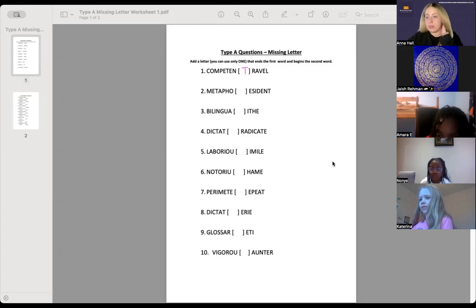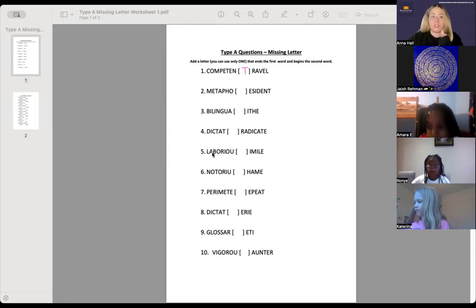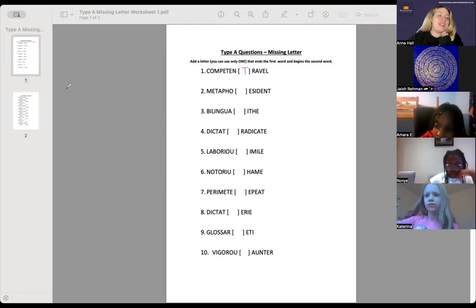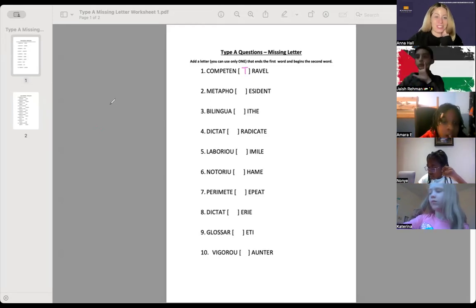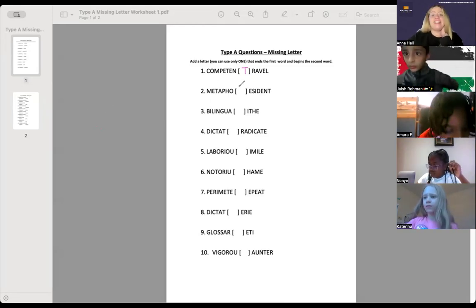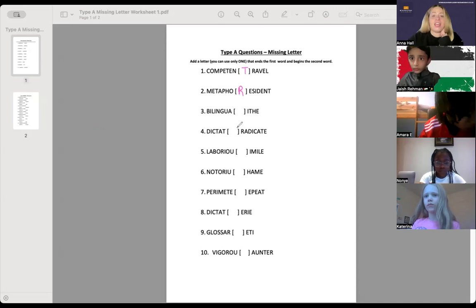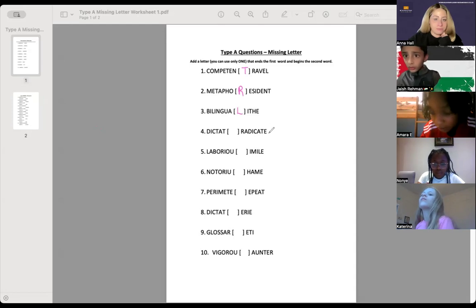So let's have a look now. Number two, would you like to pop in the chat what we think the answer to number two is? What is the missing letter? Well done, Amara. Well done, Aaron. So many all coming through at once. Superstars. The letter is R, making metaphor and resident. Okay, number three. We've already said number three, haven't we? It is an L. Well done.